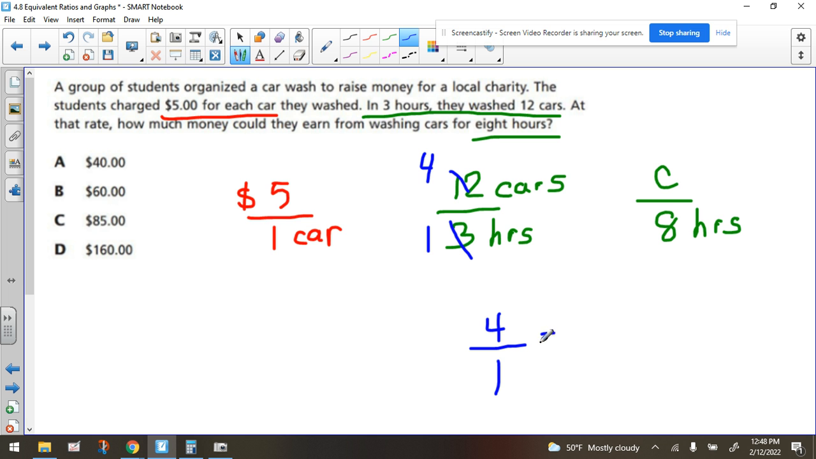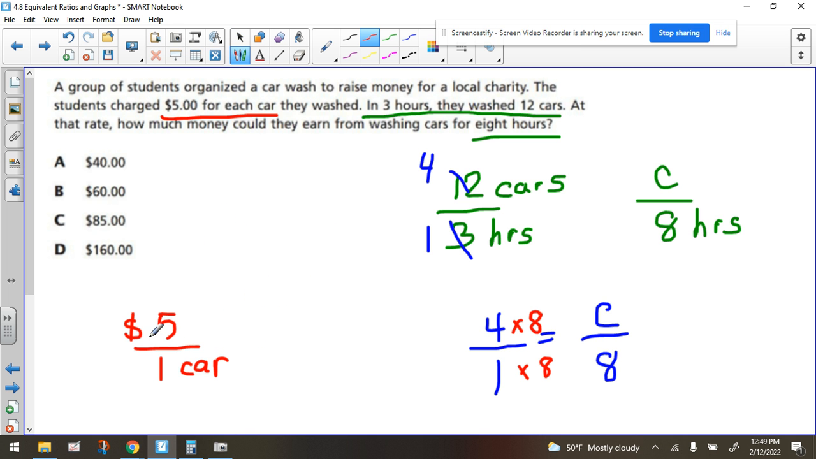Now, if we use that to solve for how many cars they're going to do in 8 hours, then we'll be able to have that number, and we'll use that with this proportion, or this ratio over here. All right, so we can use cross products, or we can just go right across and say to ourselves, 1 times 8 is 8. So this times 8 would give us the number of cars. So we're looking at 32 cars that they wash. So let's go back to what I have written over here.